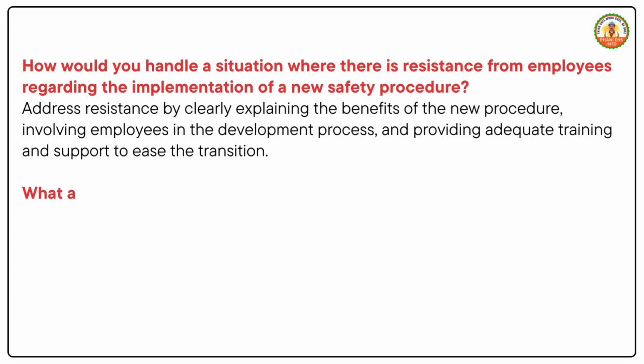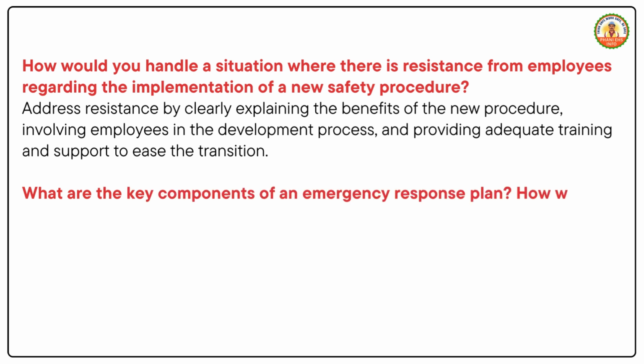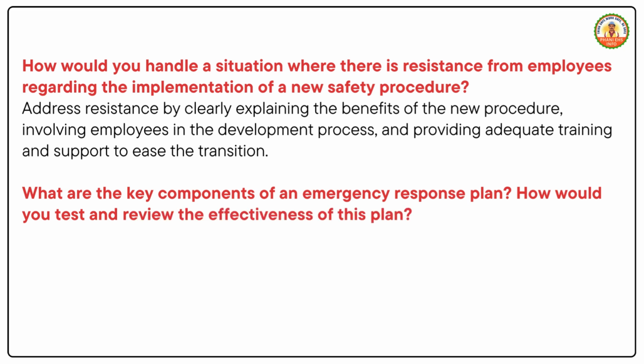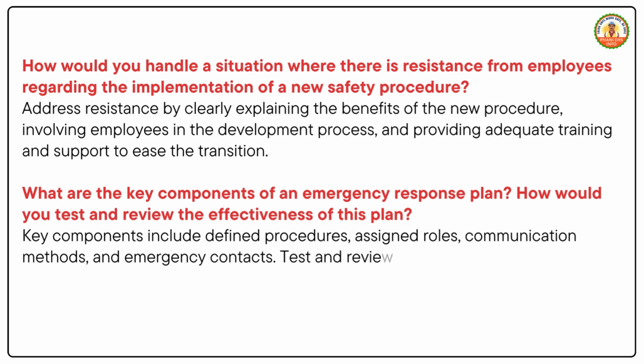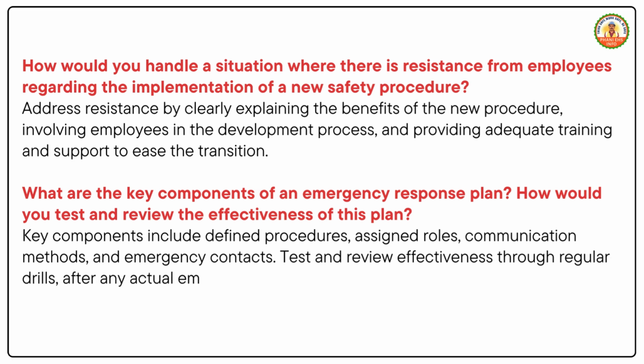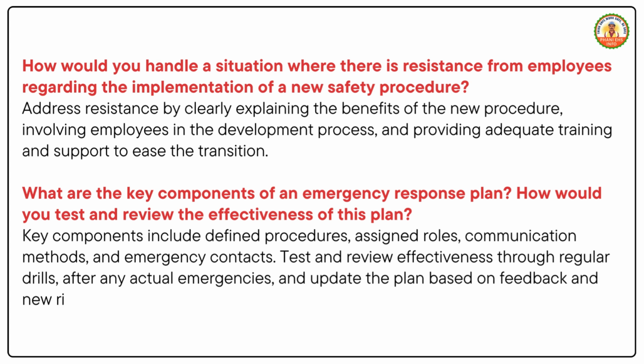What are the key components of an emergency response plan? How would you test and review the effectiveness of this plan? Key components include defined procedures, assigned roles, communication methods, and emergency contacts. Test and review effectiveness through regular drills, after any actual emergencies, and update the plan based on feedback and new risks.